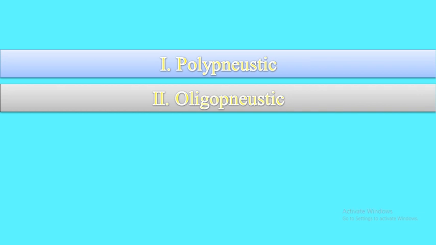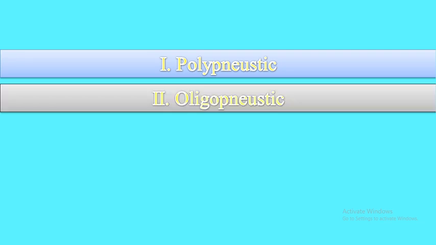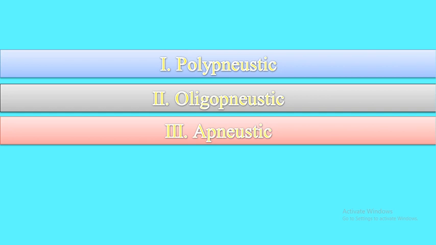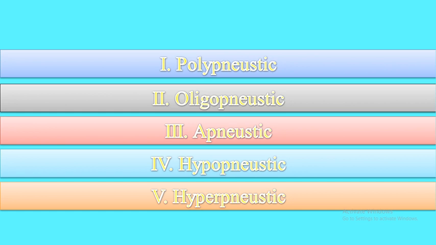Let us revise again. First is polyneustic, poly means multiples. Then second, oligoneustic means more than one. Then third, aneustic means without anything, it's just the number 0. Then hyponeustic means somewhat reduction from the normal. And last one, hyper means on the higher side. The hyperneustic is the last one, but it is somewhat interesting.